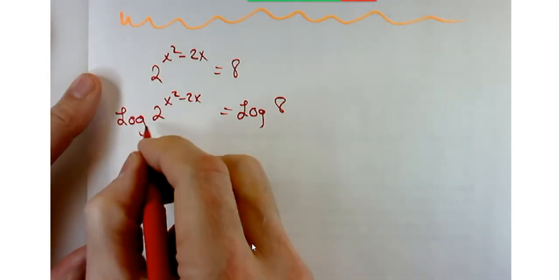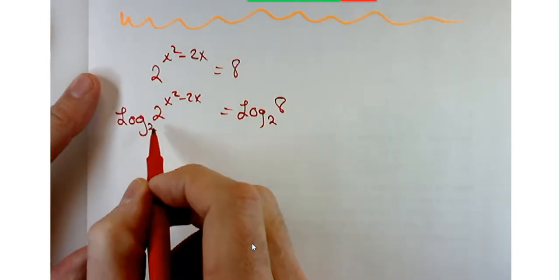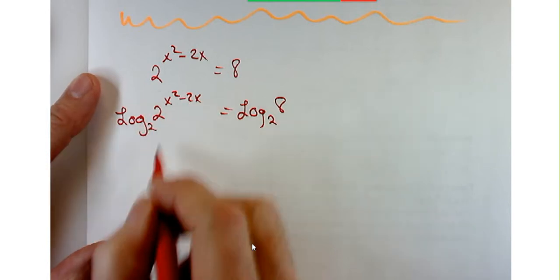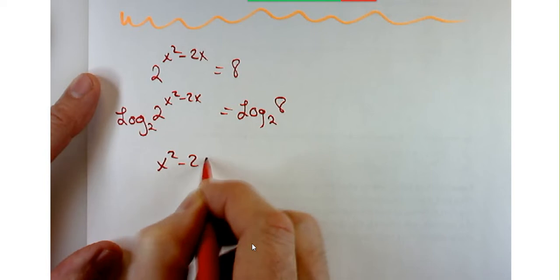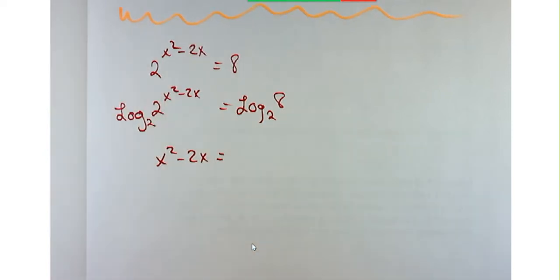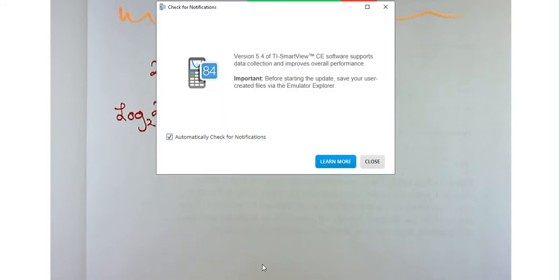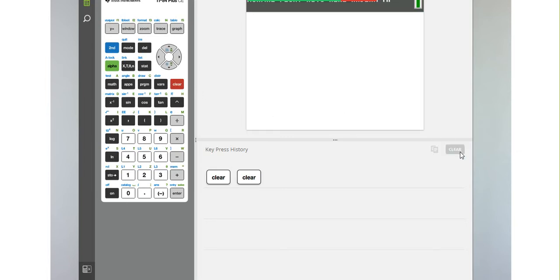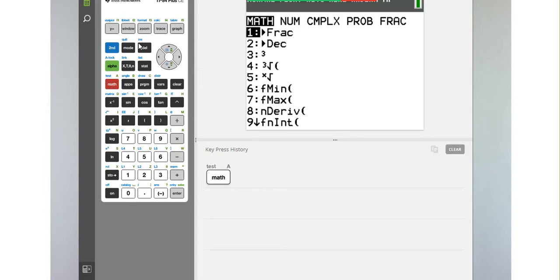But if I take log base 2, then on the left-hand side, log base 2 of 2 to some power, those operations cancel each other out. I get x squared minus 2x. As a reminder, on the right-hand side, your calculator can do this. So can Desmos, although you have to work a little bit harder in Desmos to get this. So let me clear this out, and then you can kind of watch and remind yourself how to find log of a certain base. So the way I like to go to it is hit the math key, then go up.